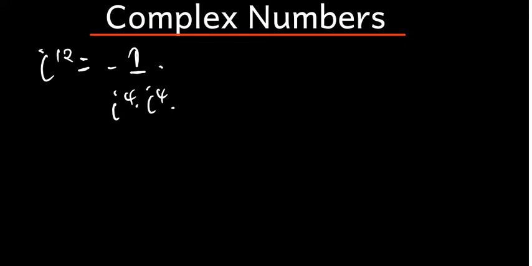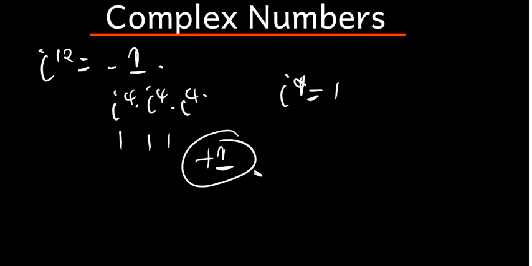So if you say i to the power 4 times i to the power 4, exactly. So we have this now. We know that we said i to the power 4 is positive 1. So meaning that we're going to have positive 1, positive 1, positive 1. So 1 times 1 times 1, we're going to get a positive 1. So i to the power 12 is positive 1 and not negative. It's making sense, right? Gracious.